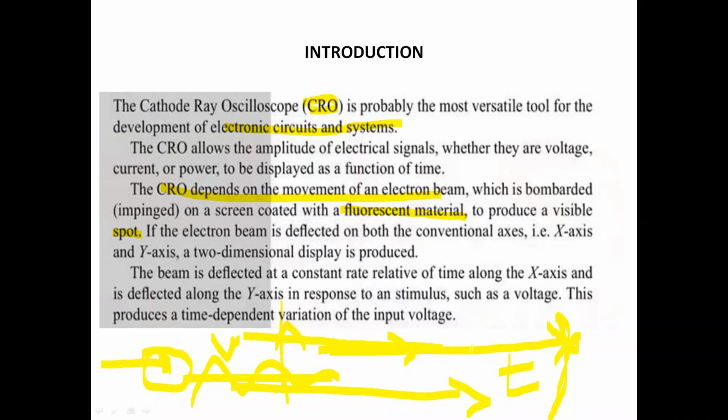If it is deflected along the x-axis, it is in the time domain, and if some stimulus or some voltage is applied, then that electron beam is deflected in the vertical direction. Okay, so this produces a time-dependent variation of the input voltage. So if we apply some input voltage, then it displays a waveform which is time-dependent. If it is a spectrum analyzer, then it displays a waveform in the frequency domain. Okay, now we are dealing with CRO, so the waveform is time-dependent.